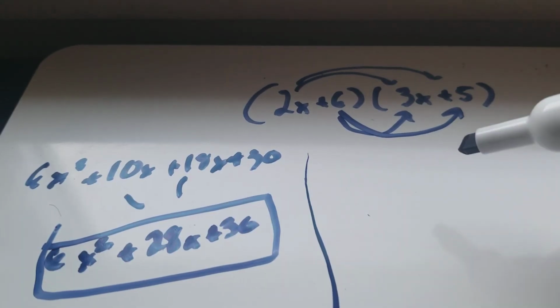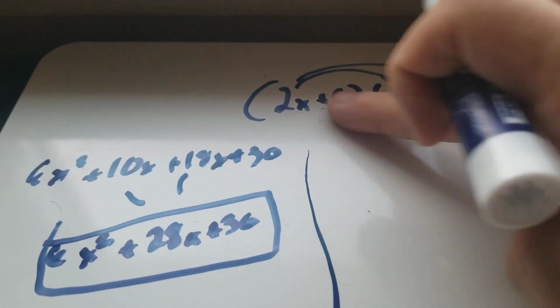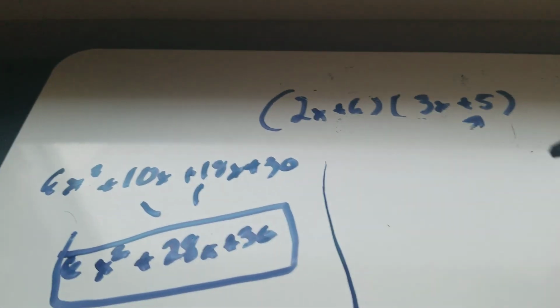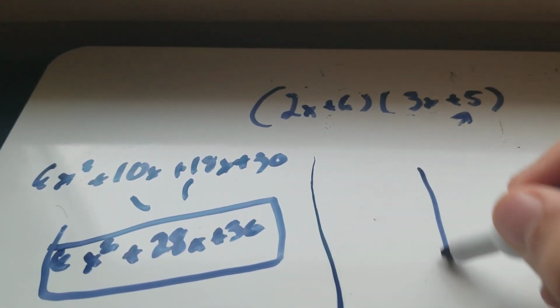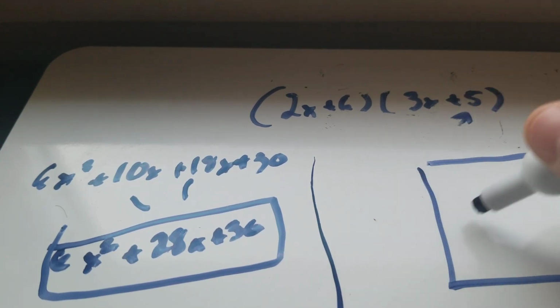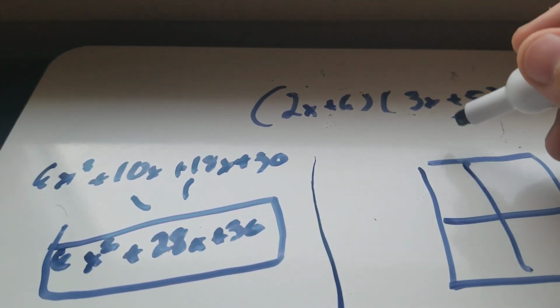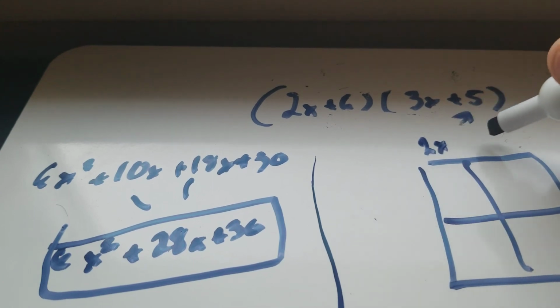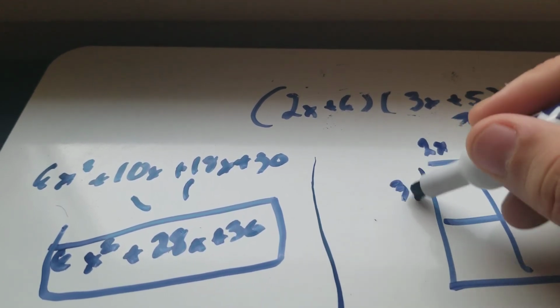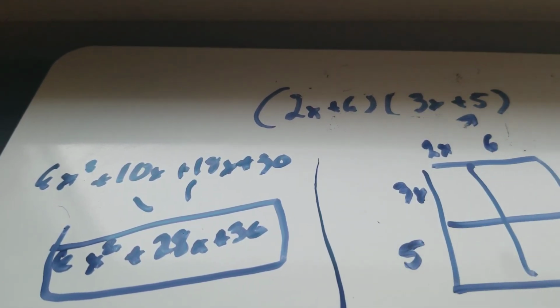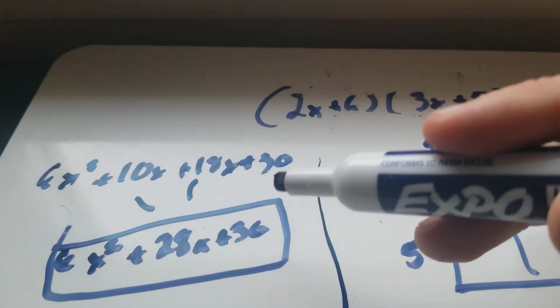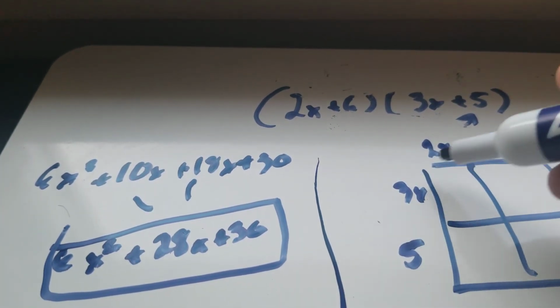Now to do the box method, I'm going to do the same thing with the same problem. So now this one, I'm going to just make it into a box. And I'll put my outsides here: 2x and 6, and 3x and 5. The only thing the box does differently from the arrows is it just helps you visualize what's being multiplied.